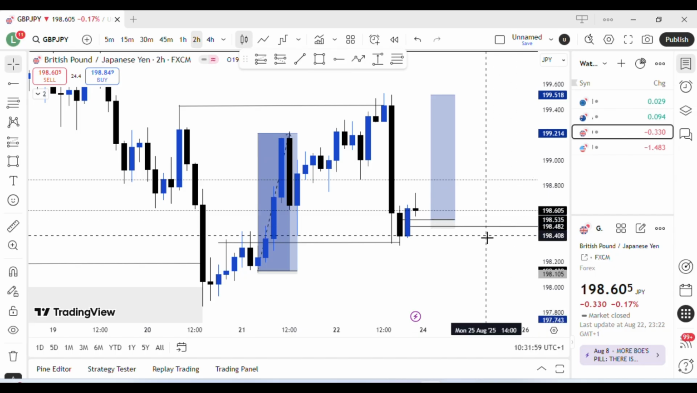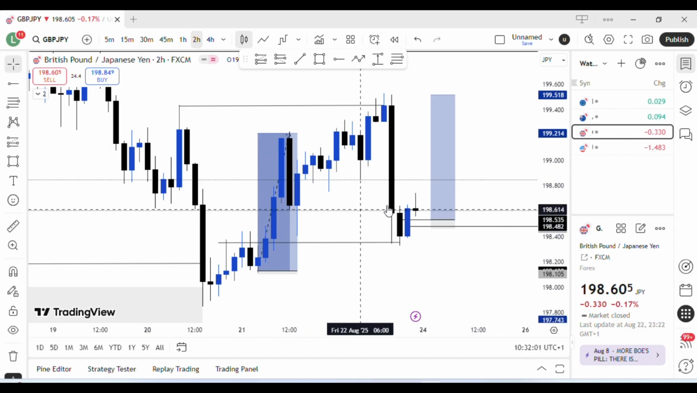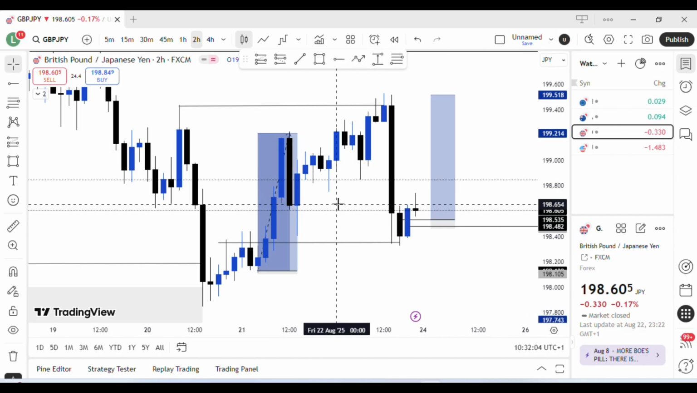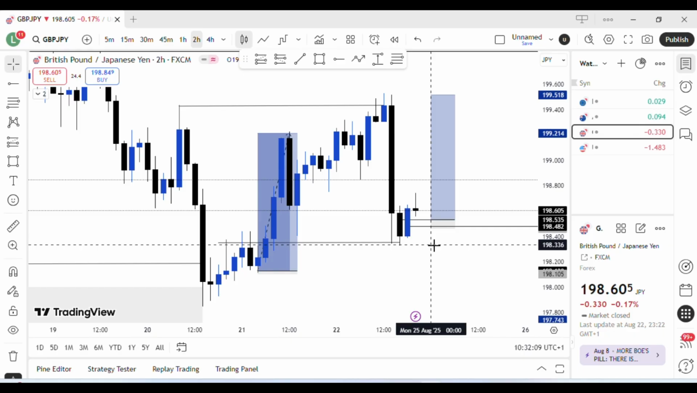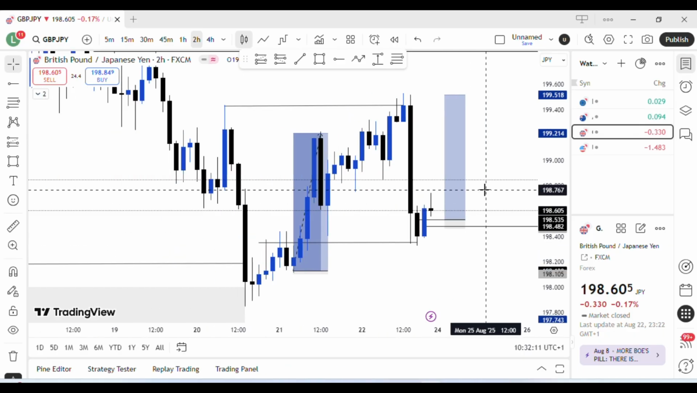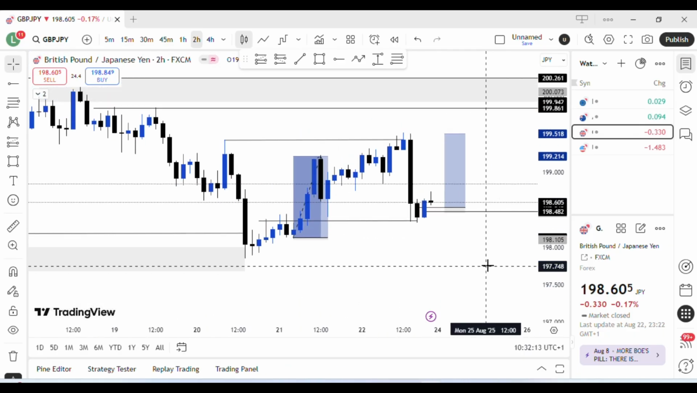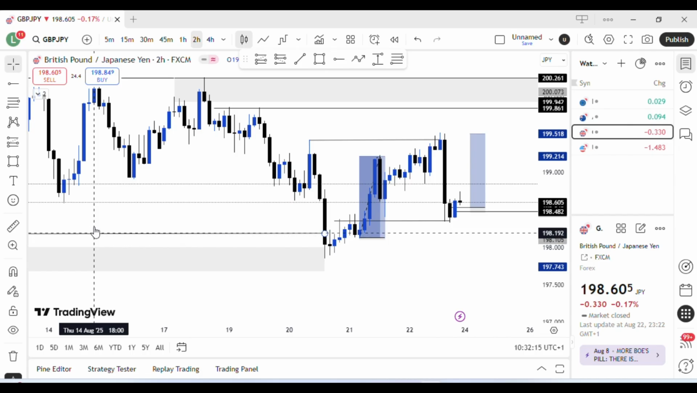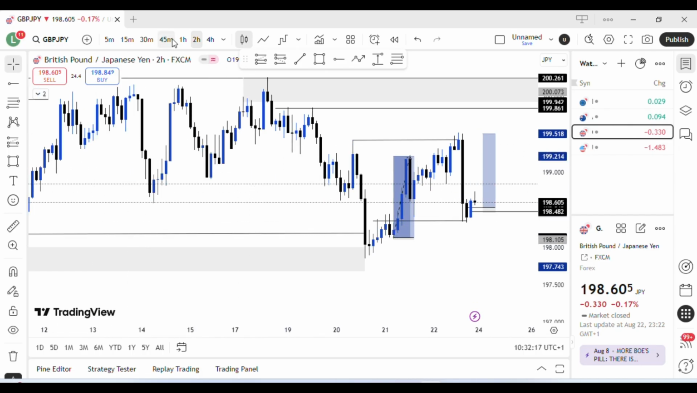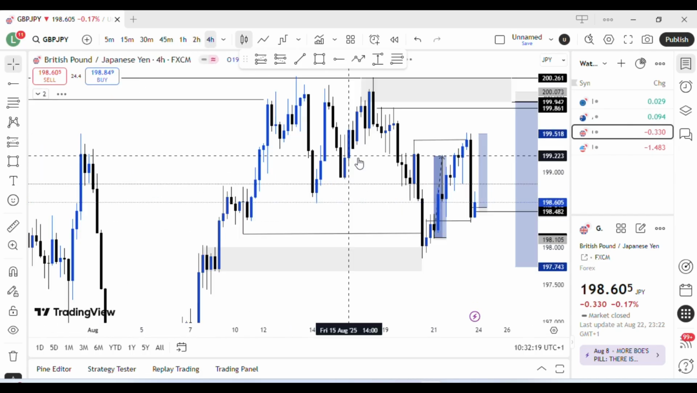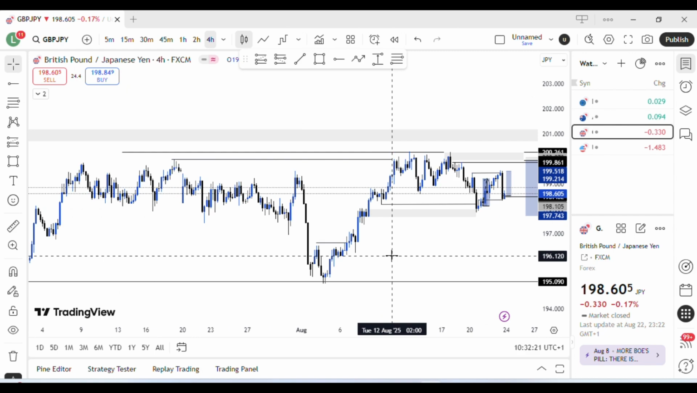So now, next week on GBPJPY, I'm going to look for buys on Monday. I'm talking about Monday market open. The only thing I'll be looking for is to buy the market. So let me reanalyze.